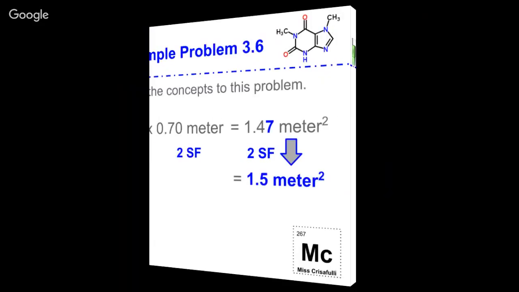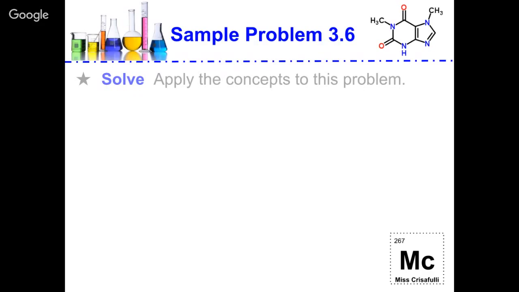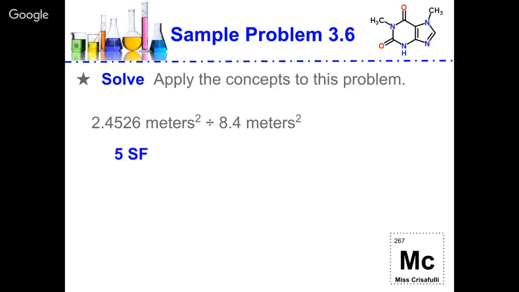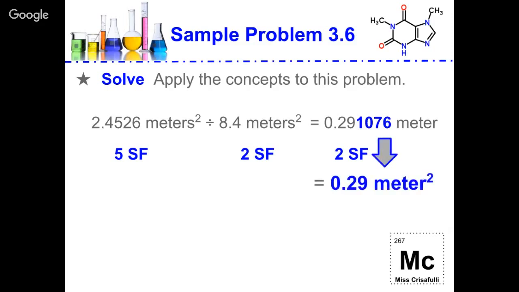Okay, let's look at the next problem. 2.4526 meters squared divided by 8.4 meters squared. Okay, the first number has 5 significant figures in it. The second number has 2 significant figures in it. So when we do the math, we need to have 2 significant figures in our answer. So we're going to have to round our final answer to 0.29 meters squared.